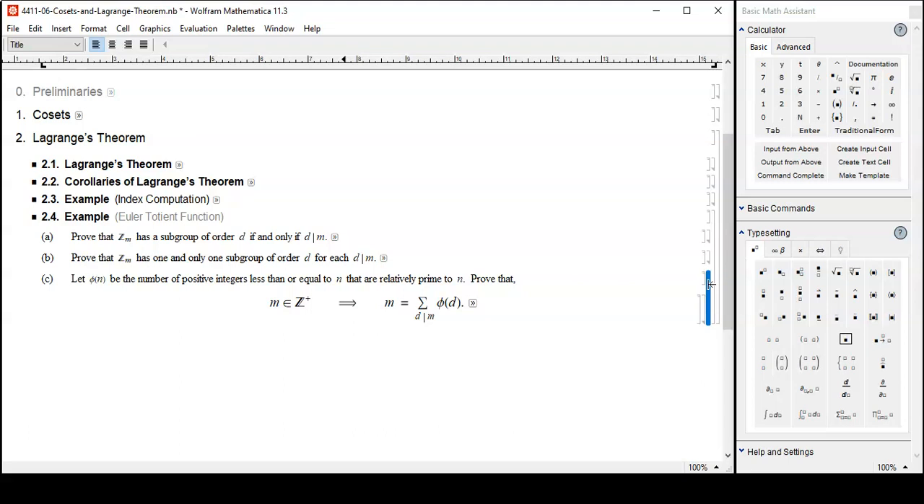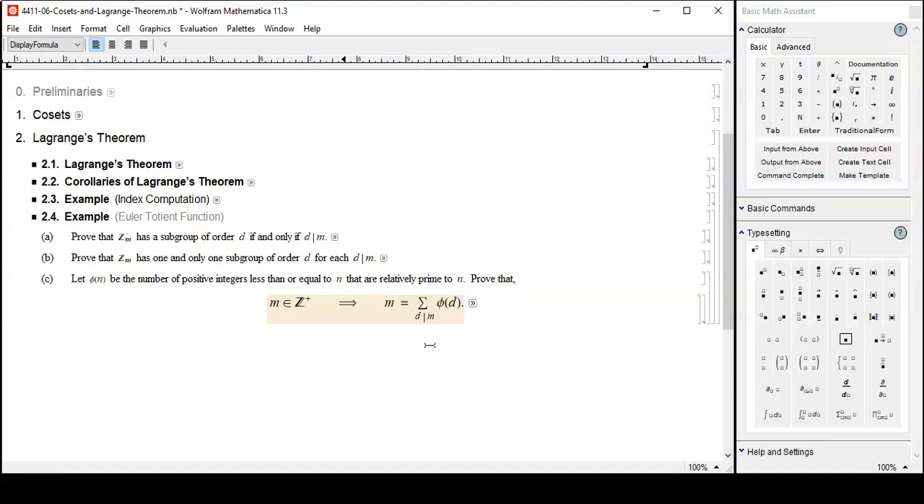And do you remember this in number theory? What is phi of n? It's the number of positive integers less than or equal to n that are relatively prime to n. It's called the Euler function, Euler totient function, or Euler phi function. And it is very, very important in number theory. It's important in abstract algebra too. Anyway, that's what you have to prove.